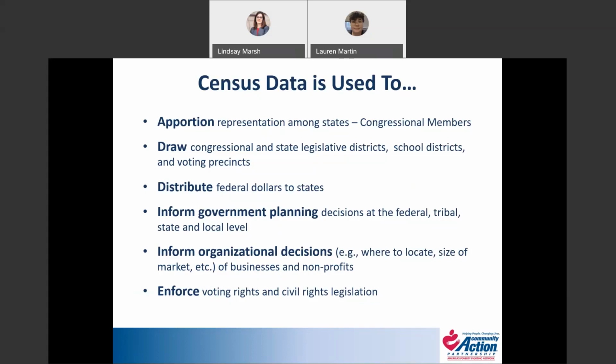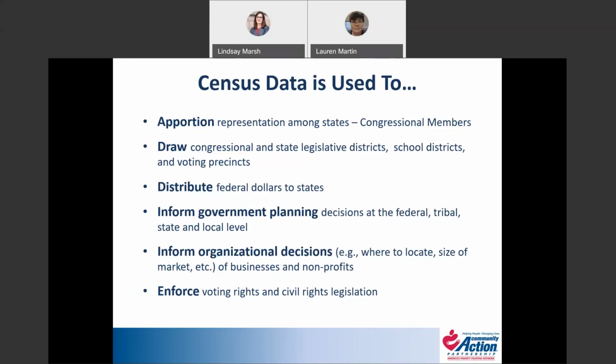Organizational decisions, where do you put nonprofits? Where do you put businesses? If you see an uptick in homeless population in one area of town, the city might decide to encourage a nonprofit to start a homeless shelter in that area. It also means that places where those kids are popping up in a residential area might get an extra ice cream store because there might be demand for that.